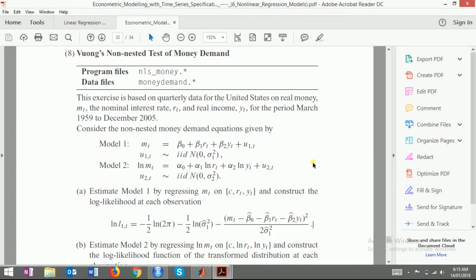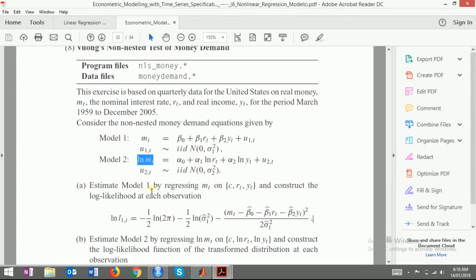So the problem on money demand suggests this exercise is based on quarterly data for the United States on real money, the nominal interest rate and real income, for the period March 1959 to December 2005. Consider the non-nested money demand equations given by MT equals beta naught plus beta 1 RT plus beta 2 YT plus U1T, then log of MT equals alpha naught plus alpha 1 RT plus alpha 2 log YT plus U2T.